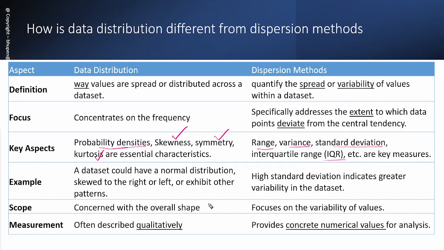So here we are more focused on the overall scope and the shape of data, and there it is about the variability of the values. Data distribution is mostly qualitative, whereas the dispersion methods that we saw earlier are numerical representations in terms of, let's say, mean or range or standard deviation or IQR, right? Q1, Q2, Q3. So that's the perspective here.